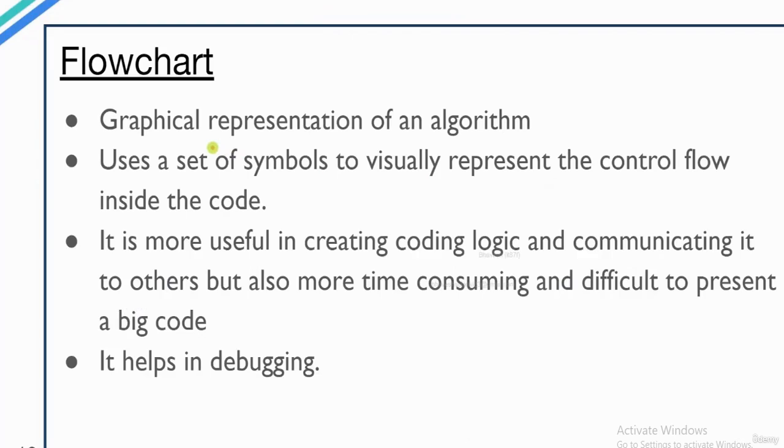Now coming to flowchart. A flowchart is a graphical representation of an algorithm. It uses a set of symbols or shapes to visually represent the flow of control inside a code. Compared to a pseudocode, a flowchart is more useful in creating coding logic and communicating it to others. But on the other hand, it is more time consuming, and when we're dealing with a big code, creating a flowchart for that code might easily become cumbersome. And creating a flowchart helps in debugging as well. You can use a flowchart to find loopholes in the coding logic and correct them.